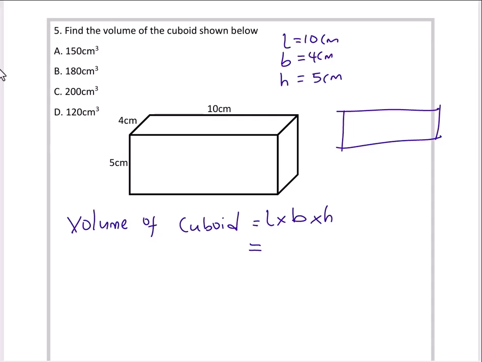So this face is a rectangle, so here is 10 cm and here is 4 cm. Any one you consider is appropriate, but most times the longest side is used as the length. That's why I'm using the longest side as the length. Okay, so let's continue from here. The length is 10 multiplied by breadth 4 multiplied by height 5. Let's take it bit by bit. 10 times 4 is 40. 40 times 5 is 200. So 200 centimeter cube, because volume is measured in cubes. So our right option is option C.